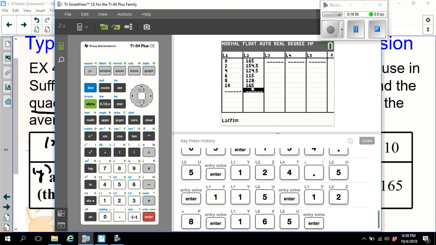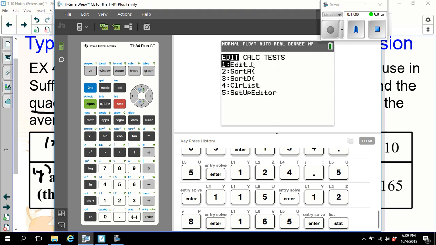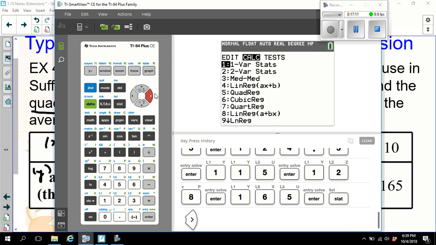Okay, so now we're going to find the regression. We're trying to find the quadratic regression. So to do that, we're going to go back to stat, so press the stat key. Now we're going to go to calc, so right arrow over, and we're going to calculate the quadratic regression. Meaning we're going to go down to number 5 and go to QuadReg. That just means find the quadratic regression. And we're going to press enter for that.